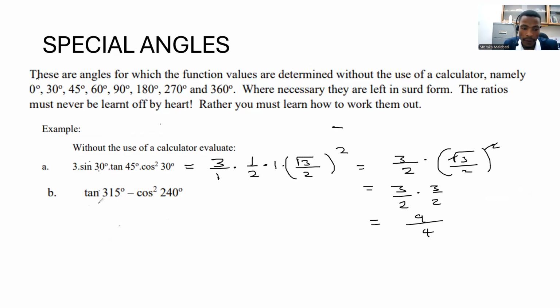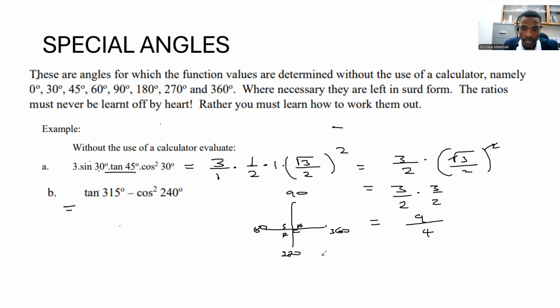And then now tan 315 minus cos 240. Let's draw our CAST. Remember, we do not need to use CAST for acute angles, because those range from 0 to 90. But now we need to use our CAST. So we know it's 90, 180, 270, 360. So 315 is definitely here.